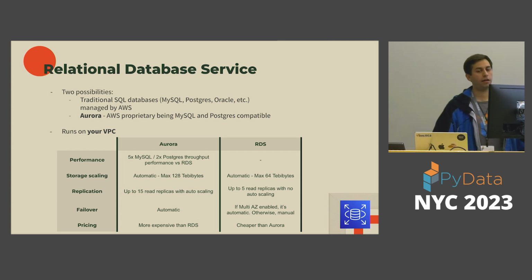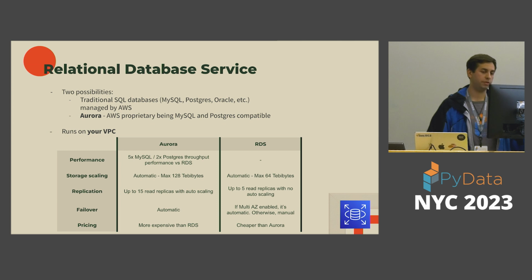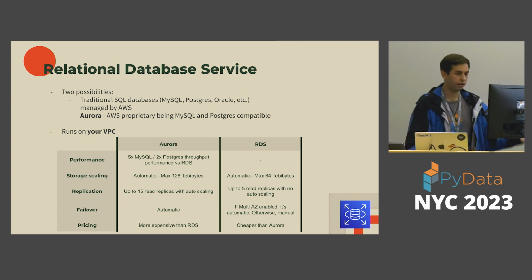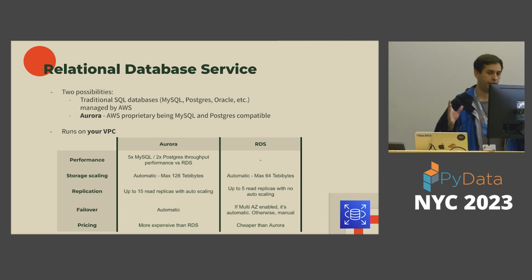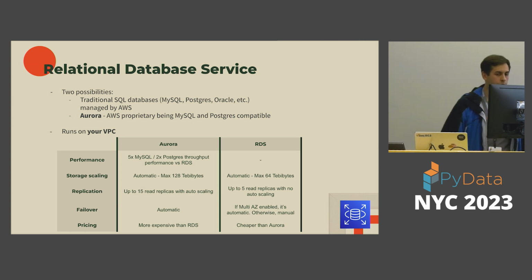And then here's a comparison of Aurora versus RDS. So in performance, Aurora tends to be better. They have storage scaling. Both have automatic scaling, but Aurora has a bigger limit. So if you start getting your disks full, it will actually expand automatically. In Aurora, you can have up to 15 read replicas.